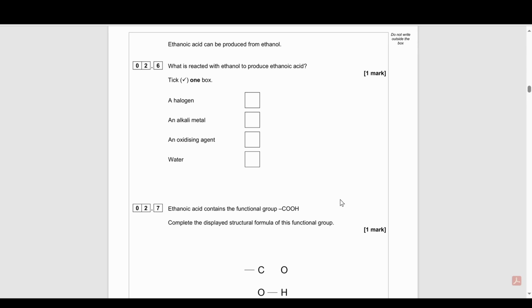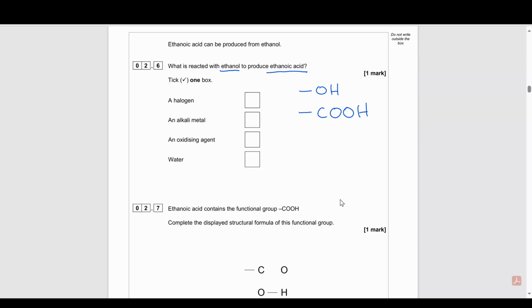Ethanoic acid can be produced from ethanol. What is reacted with ethanol to produce ethanoic acid? Tick one box. Well, ethanol and ethanoic acid are our two substances that we're interested in this question. Now, what's special about these is that they have functional groups, unique groups that allow them to be identified. With ethanol, it has the group OH. With ethanoic acid, it has the group COOH.